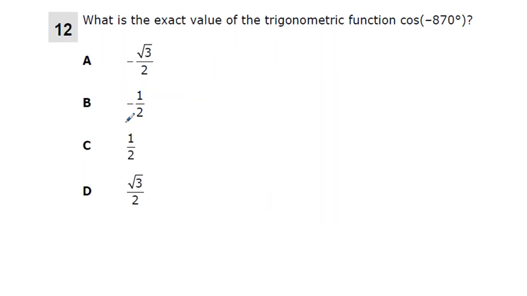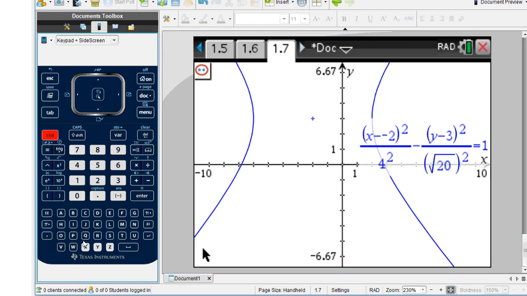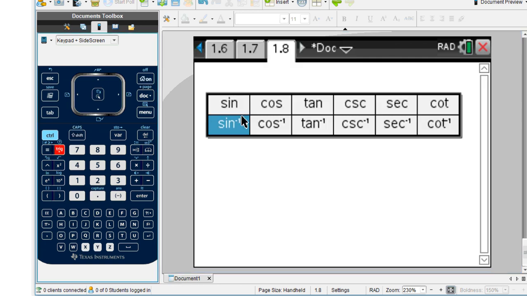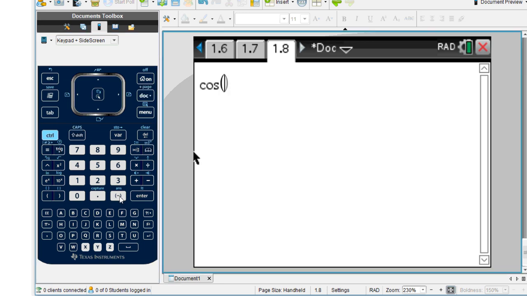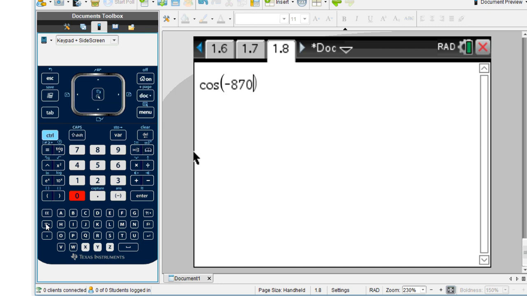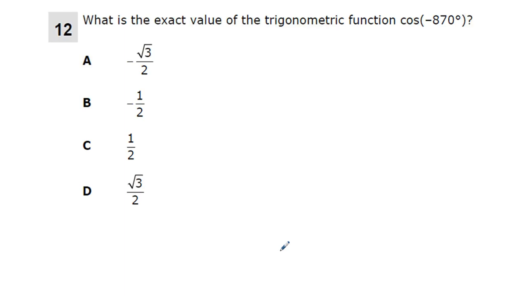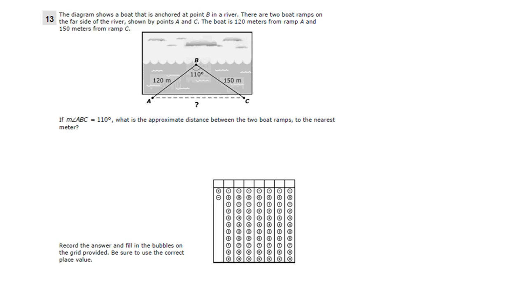Next, 12. What is the exact value of the trigonometric function cosine of -870 degrees? We'll just go to our calculator. Cosine of -870, and I have to put my degree symbols since I'm in radians. So -0.866. That's going to be negative square root of 3 over 2. Yeah, it's not going to be positive, it's going to be negative. So it's going to be this one right here, A. Should be a really easy one.